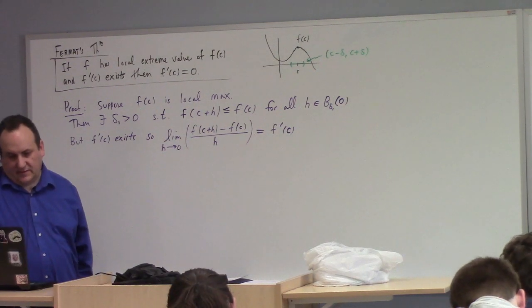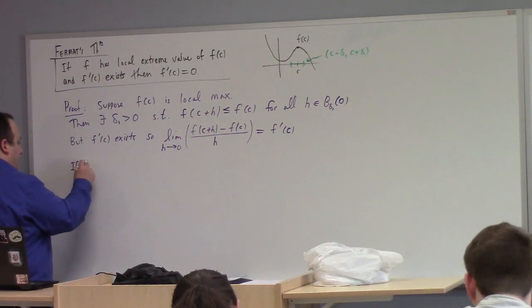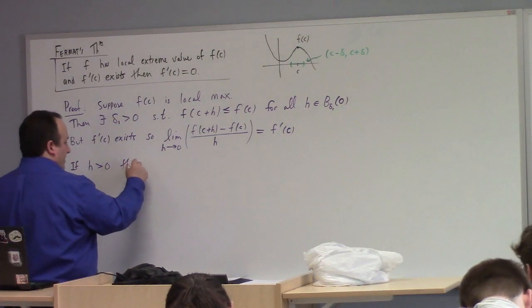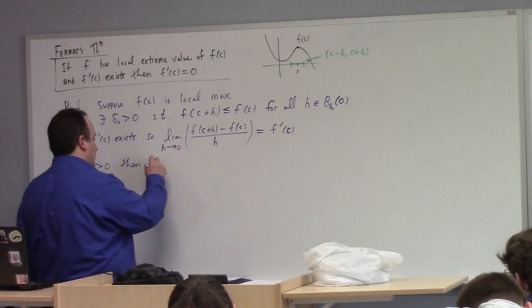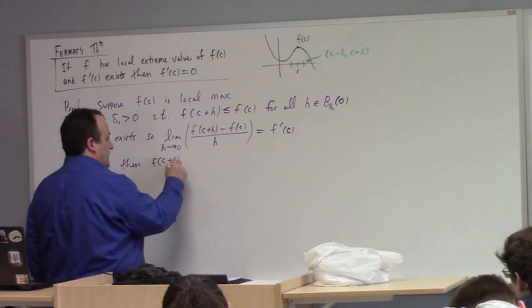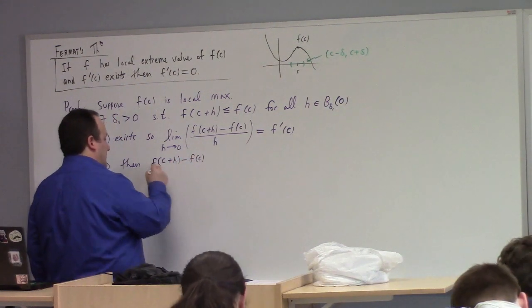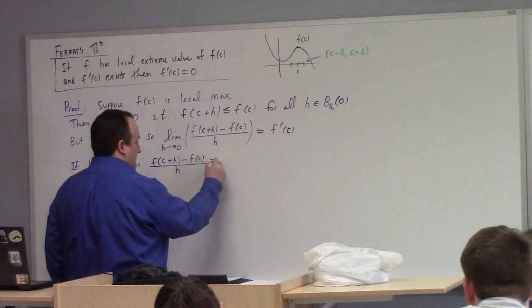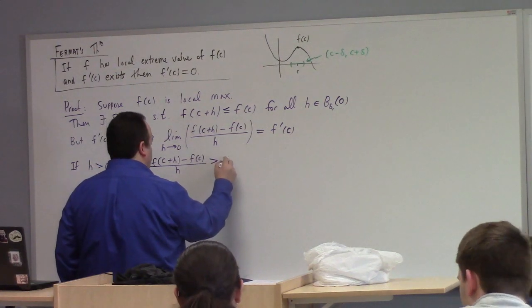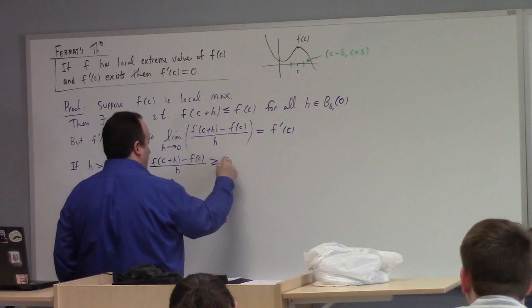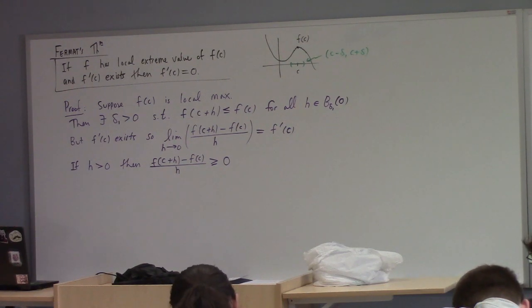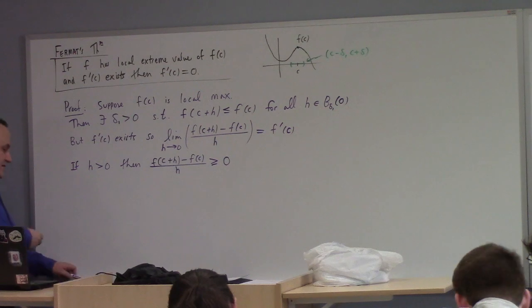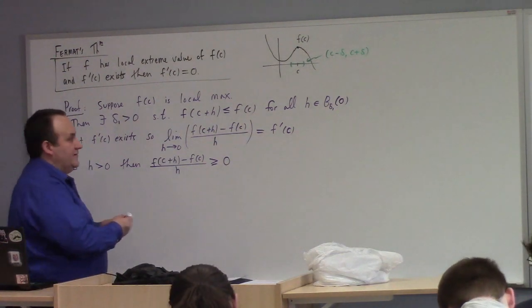Now, if h is greater than 0, then what do we have? Then we can say that f of c plus h minus f of c divided by h is greater than 0, or equal to 0, I suppose. How do I get that? How does that logically follow from what I have above? Do you guys understand what I'm doing? It's not really that much. What I'm saying is you can take this inequality right here, right?